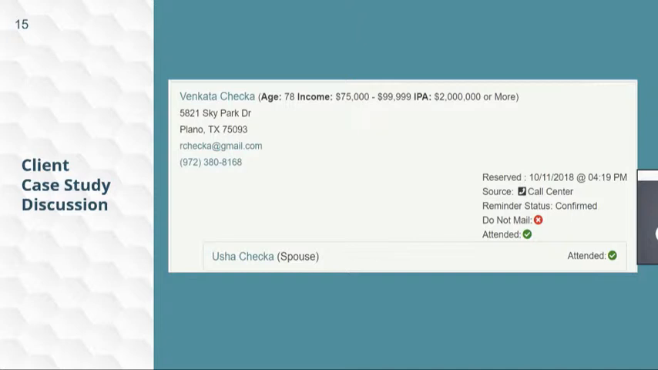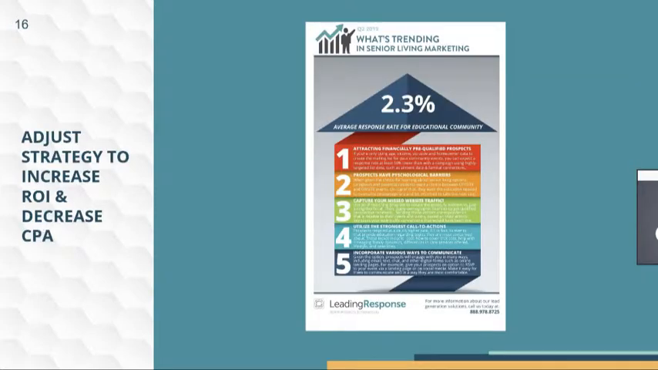So you can see in this instance, it's Venkata coming to an event with spouse Usha, and Venkata is 78 years old with income of 75,000 to 100,000 and income producing assets of 2 million or more. From a sales strategy perspective, it's great for your sales team to have access to this so that they have an idea from a demographic perspective who they're working with before they even meet this family, and learn more about their needs and wants, and cultivate and nurture that relationship.